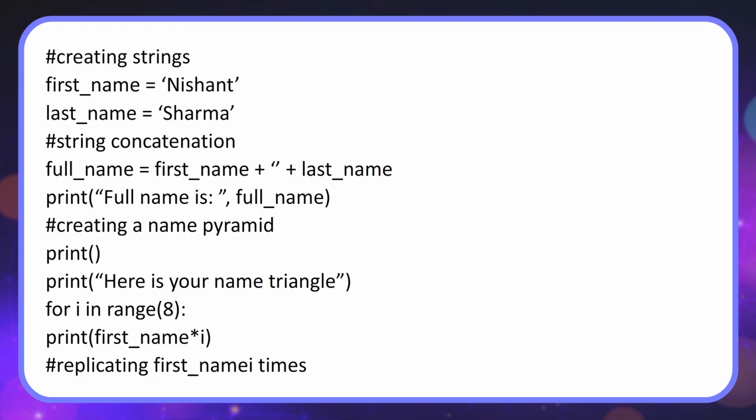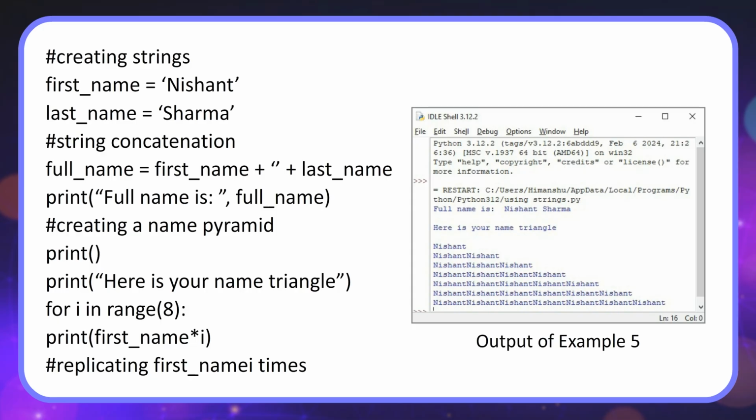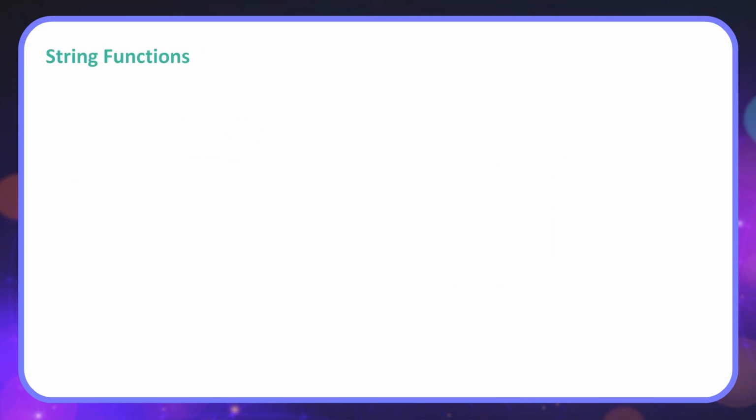Creating strings. first_name = 'Nishant'. last_name = 'Sharma'. String concatenation. full_name = first_name + last_name. print('Full name is', full_name). Creating a name pyramid. Print 'Here is your name triangle'. for i in range(8): print(first_name[i]). Replicating first_name 8 times. Output of example 5.